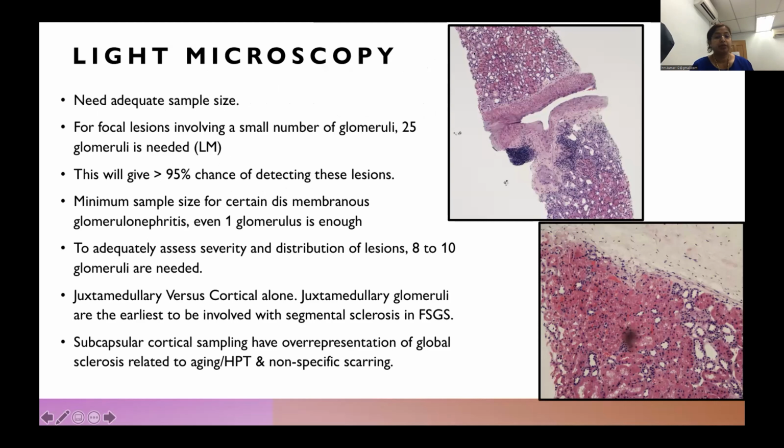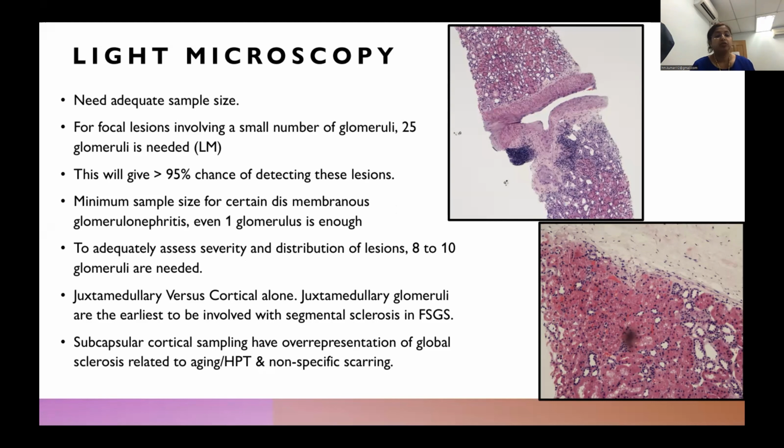So you need a good sample. Preferably, if you're looking for focal lesions, you will need at least a minimum of 25 glomeruli. That is for focal lesions, but this rule does not apply for every condition. Okay, if you have at least 25 glomeruli, studies show that you have more than 95% chance of detecting the lesions, especially in conditions like FSGS. Now let's say you have other conditions like membranous GN, even if you have one glomerulus it is quite sufficient actually to make the diagnosis. This I'm referring to is primary membranous glomerulonephritis.